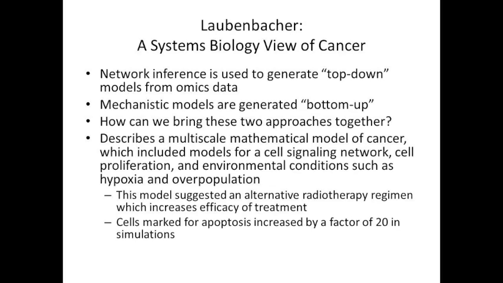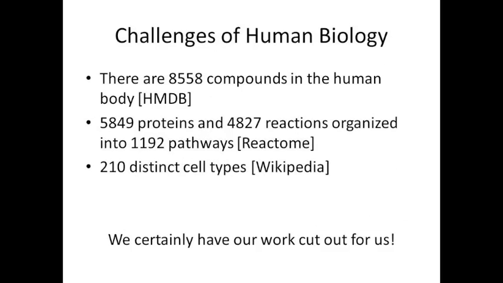So, the challenges of human biology are large indeed. Looking at simple cells like the E-Cell project, which only had 127 genes, but if you look at HMDB, there's 8,558 compounds in the human body, 5,849 proteins, and 4,827 reactions. If you look at Reactome, and even with fetuses, there's 210 distinct cell types, which would all need their own separate models. So it's definitely a large problem, and systems biology has a lot ahead of it to take care of.